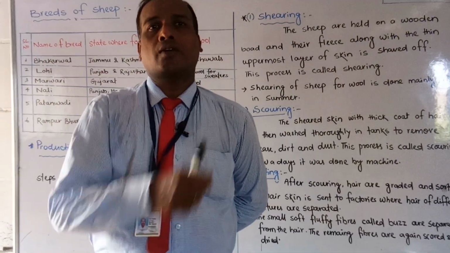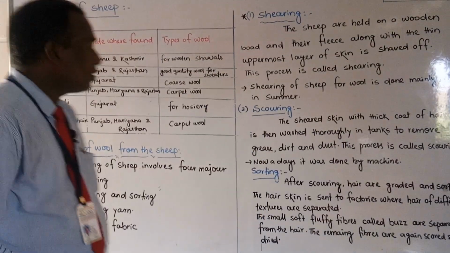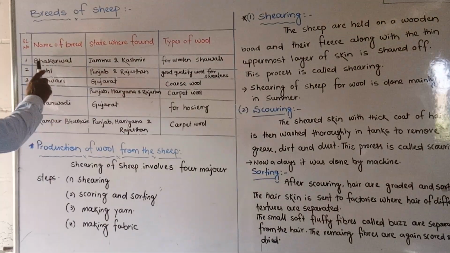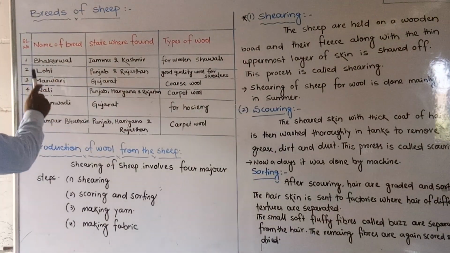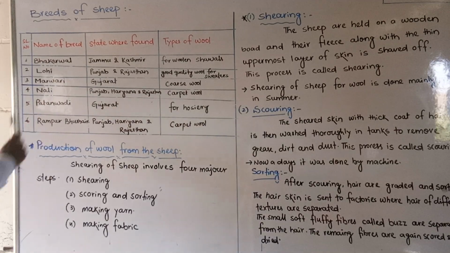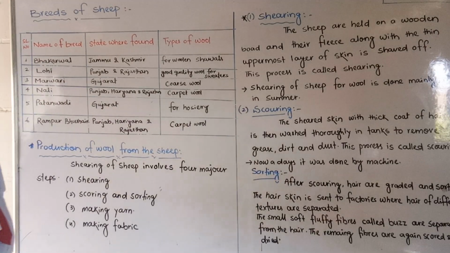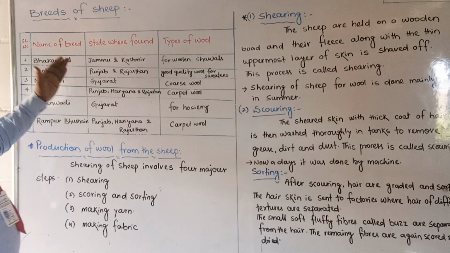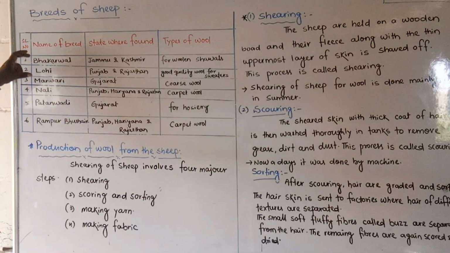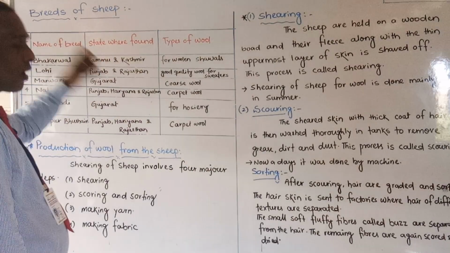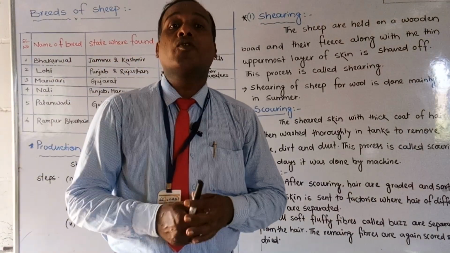Now we will find out about these in our India. You should remember Bakrawal, Lohi, Marwari, Nali, Patanwadi, and Rampur Bushair. Students, observe which breed of sheep we get in which state, and what type of wool we get from that sheep.